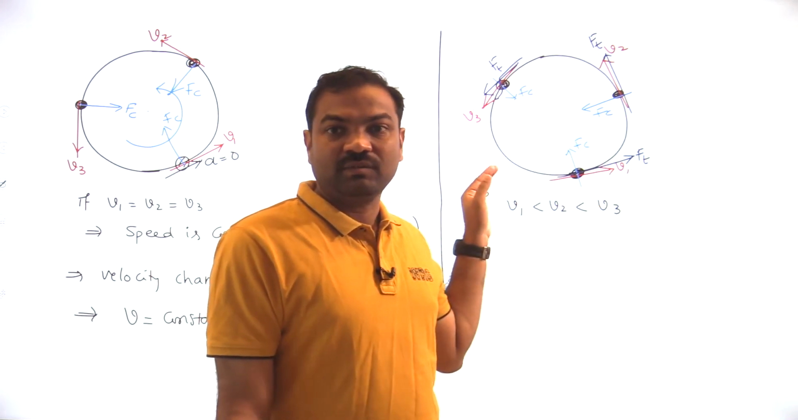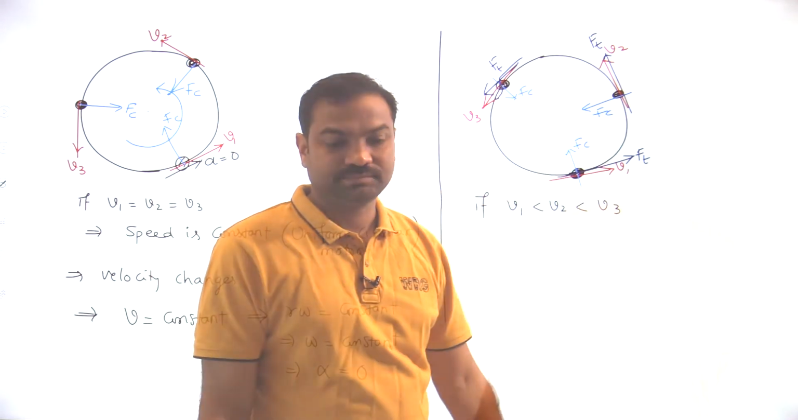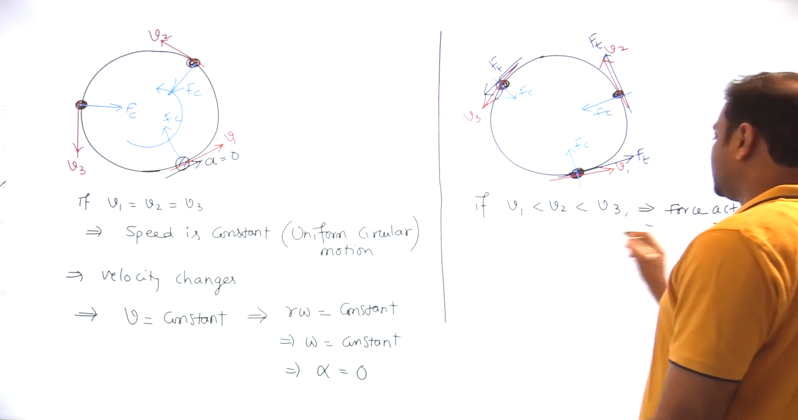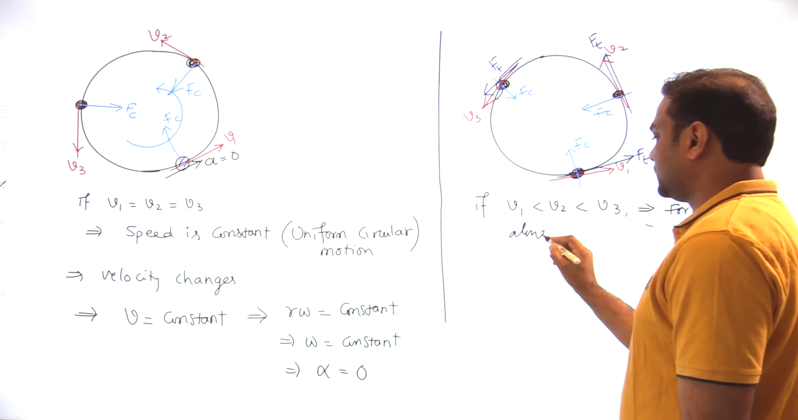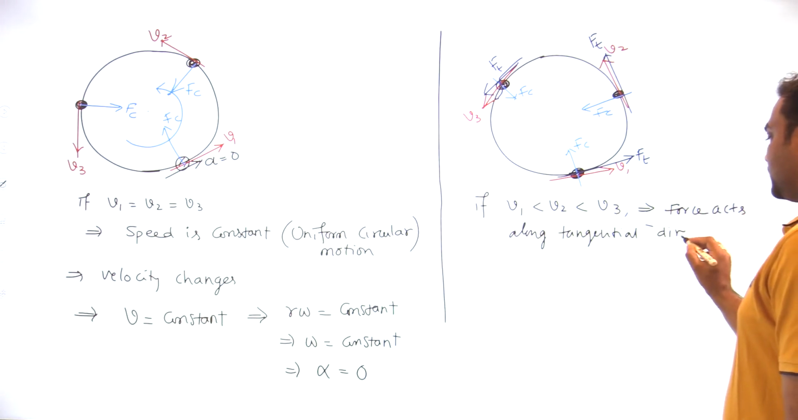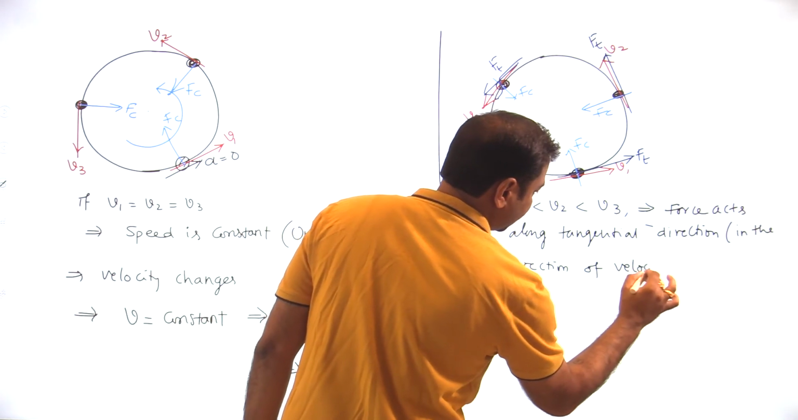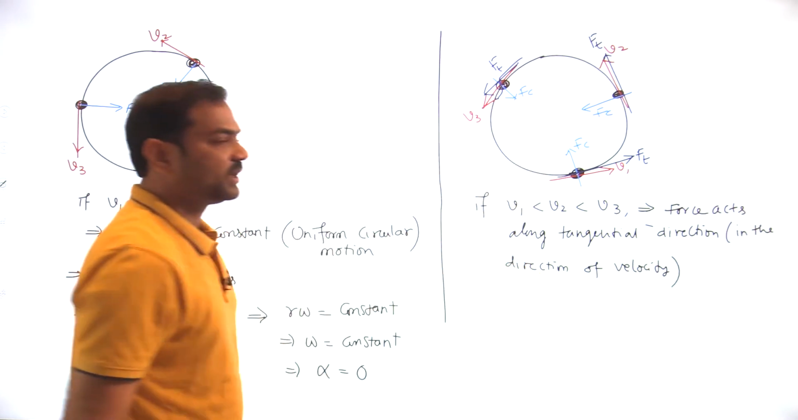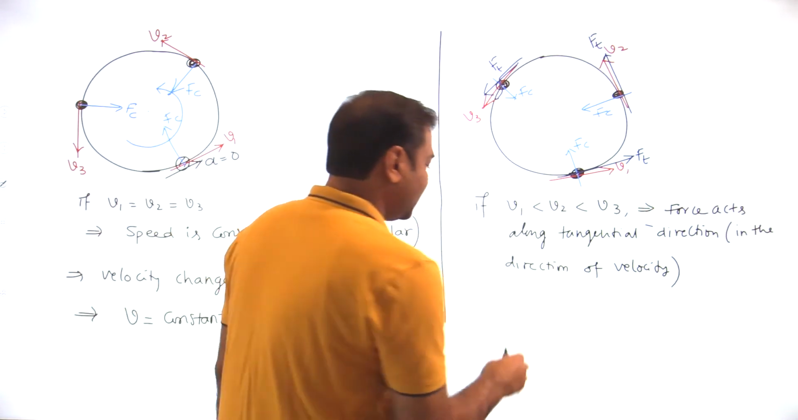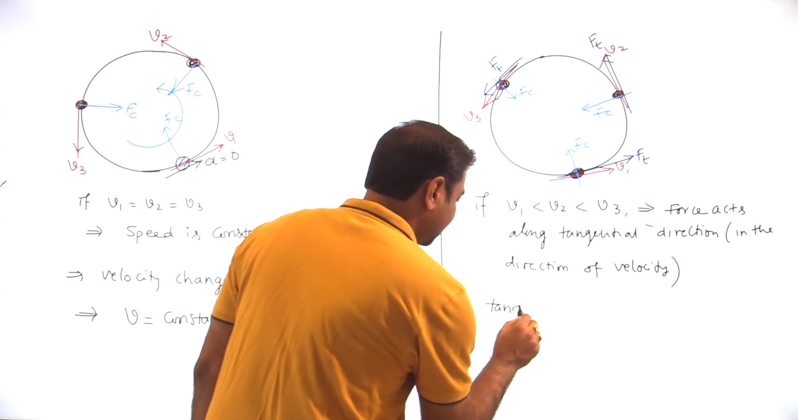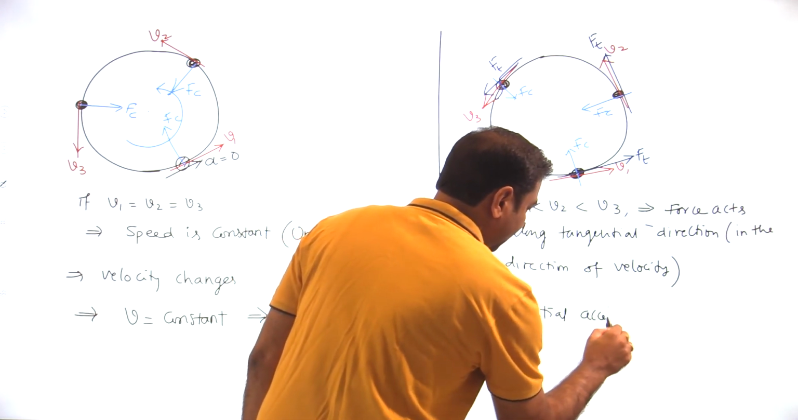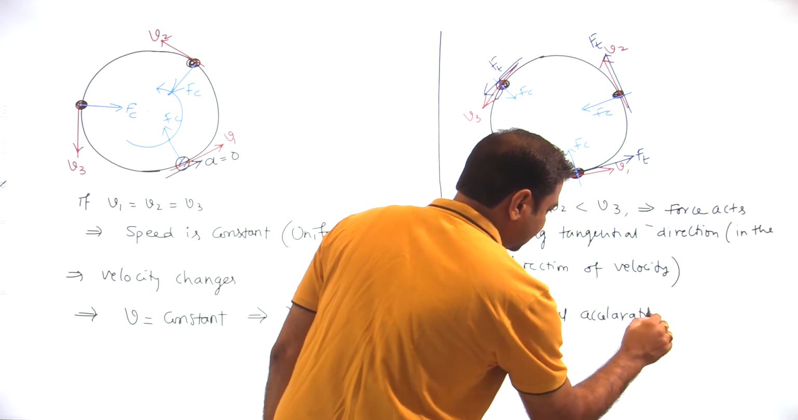One force can act along the tangent. This implies the force acts along the tangential direction, in the direction of velocity, and then only the speed will increase. Now this tangential force is there, so what is the tangential acceleration? I am talking about only the acceleration along the tangent.